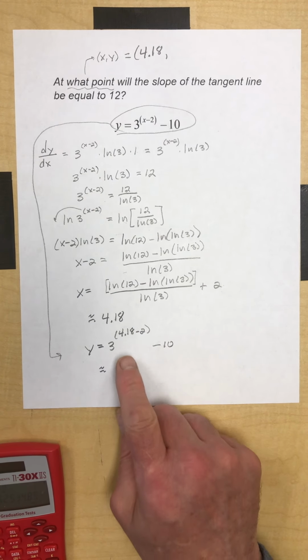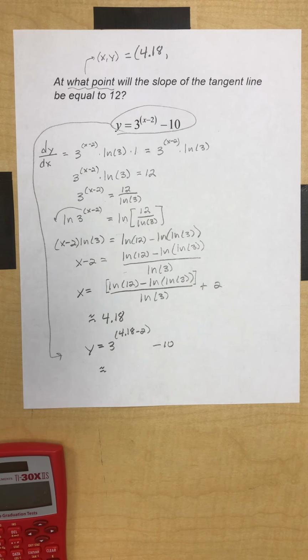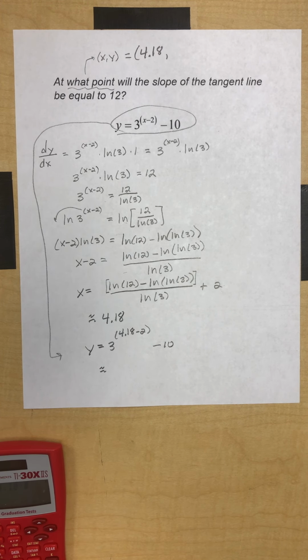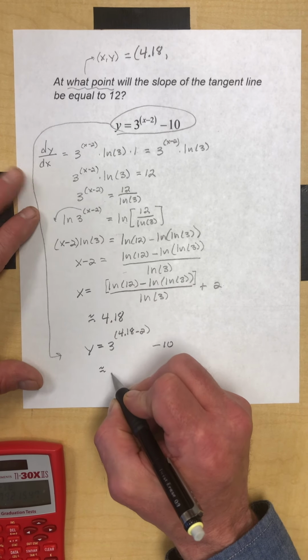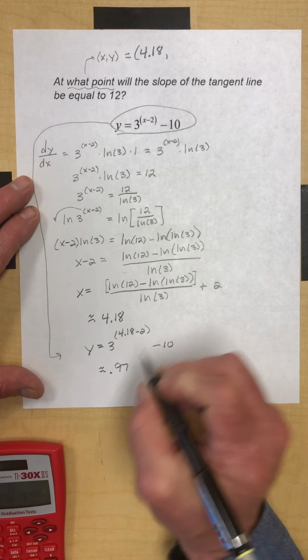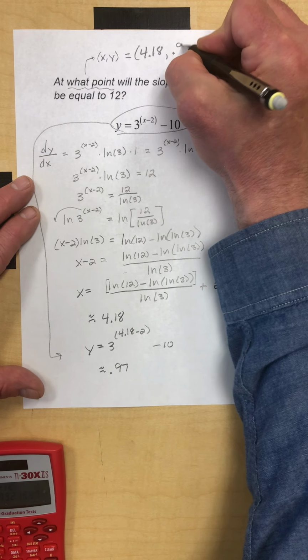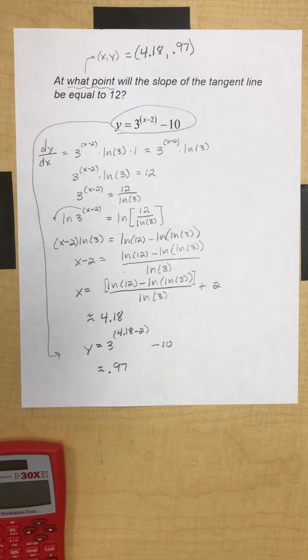So I'm just going to use my calculator, my little caret, and some grouping symbols, and we're in good shape. So let's see, 3 to the power of, parenthesis, 4.18 minus 2, parenthesis, hit enter, and then subtract 10. When I round off to the nearest hundredth, I'm getting roughly 0.97. Notice how much quicker this went after we did one of these yesterday.